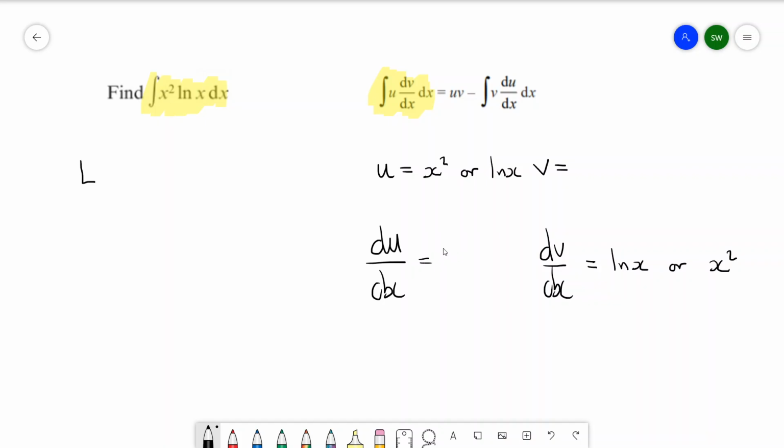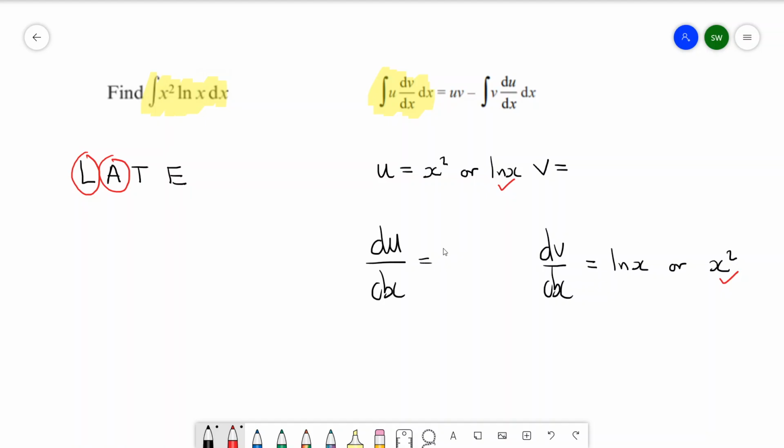So if you're using the acronym LATE to help you work out which way around to put these, then you're going to think, well, we've got x squared, which we're calling algebra, to the power of x, and we've got ln x, which is a logarithm. So we've got to look at which letter comes first in the word LATE. Logs comes first. So because logs comes first, we're going to say that u is equal to log x and dv by dx is going to be x squared. So remember, whichever letter comes first in LATE, that's what u is going to be equal to, the logarithm term.